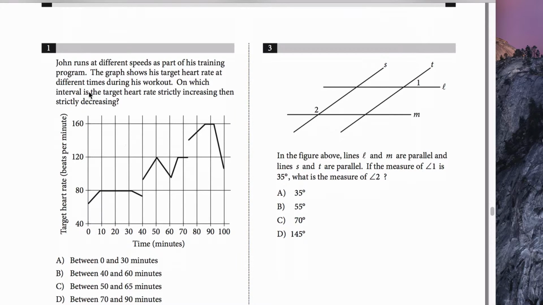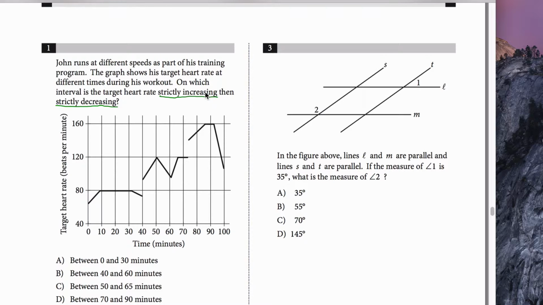So let's get started. On this first one, you're told that John runs at different speeds as part of his training program. The graph shows his target heart rate at different times during his workout. So here's the time, here's the heart rate. The question is, on what interval is the target heart rate strictly increasing and then strictly decreasing? Really, all you need to know for this problem is what strictly increasing and strictly decreasing mean.